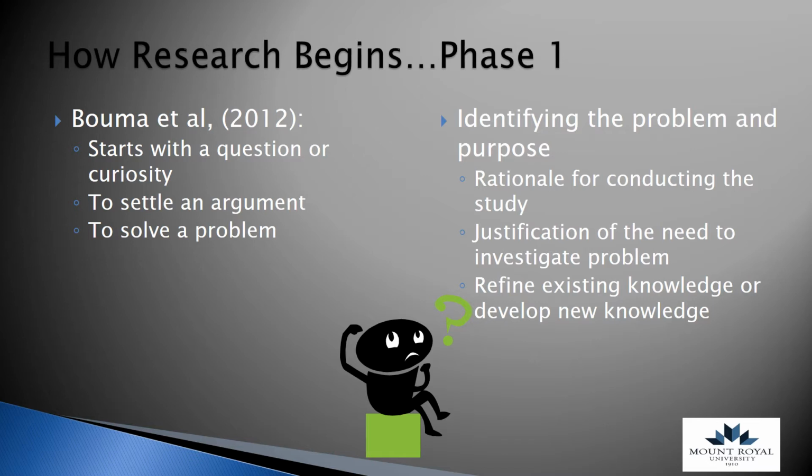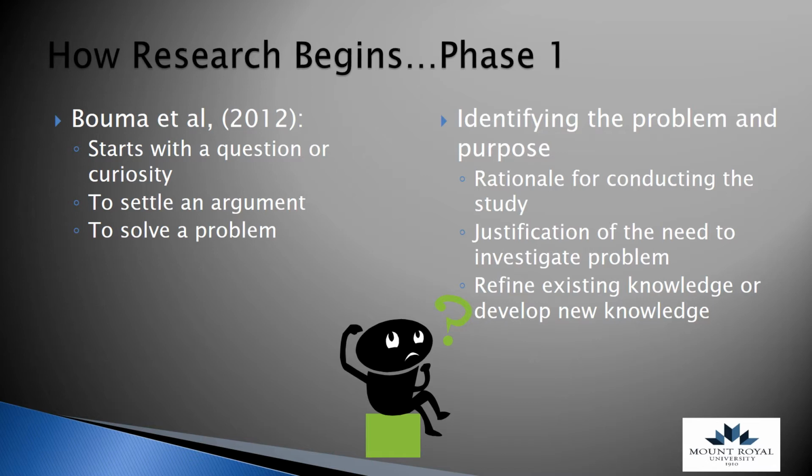What is more effective to solve a problem or a concern that has been identified, sometimes to improve efficiency of care, to reduce cost of care, to improve the patient experience. All those kinds of things can stimulate a research question or a research project. And so the big step here in phase 1 is identifying the problem and the purpose.